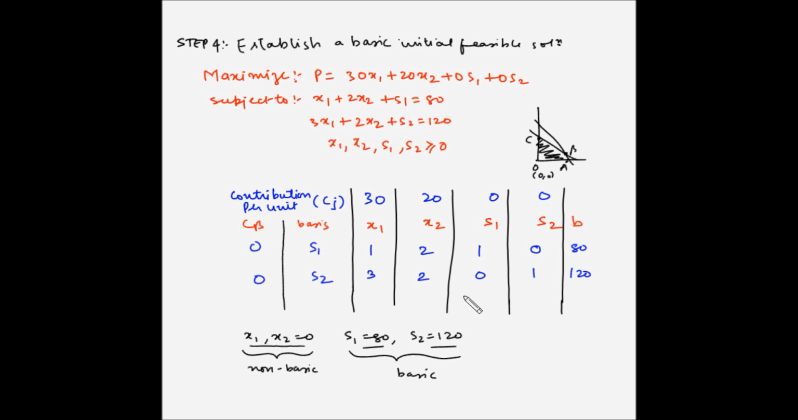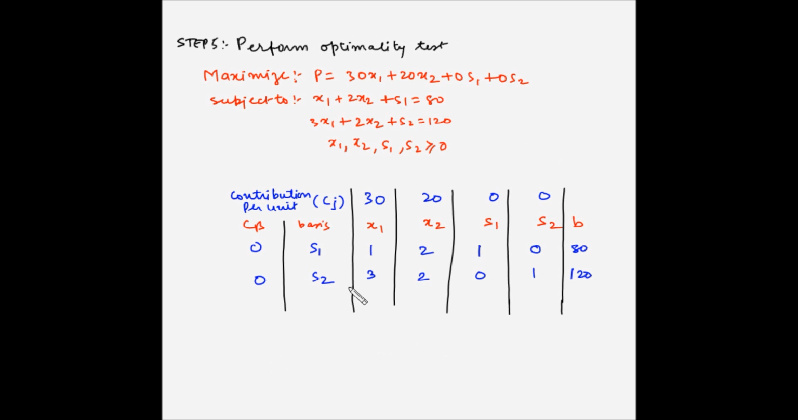Now the next step is to perform the optimality test on this initial basic feasible solution to find out if this is an optimal solution or not. So let's proceed to step number 5. In order to perform the optimality test, we have to now add two new rows to the simplex table. The first row is Zj.